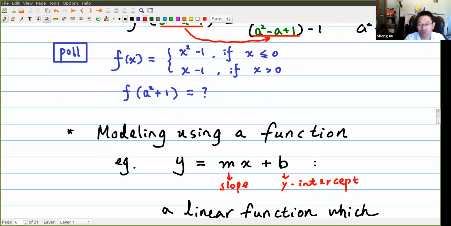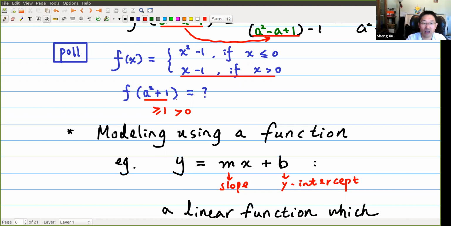So how about this problem here? What's the input here? The input here is a squared plus one. I don't give you a specific number. The function is defined in a piecewise manner. If the input is non-positive, less than or equal to zero, then I use this expression. If x is positive, I use this expression. So is this guy positive, negative or zero? It's a squared plus one. We know the square of a real number is always non-negative, and a non-negative number plus one cannot be negative. So this is greater than or equal to one. Of course, it is positive, so you need to choose this piece to evaluate this function.